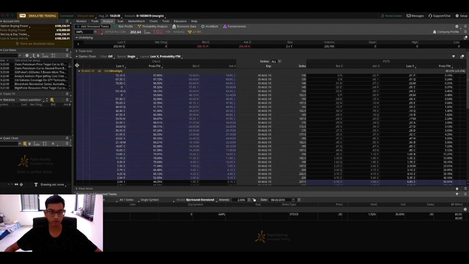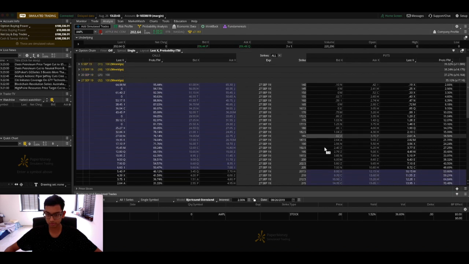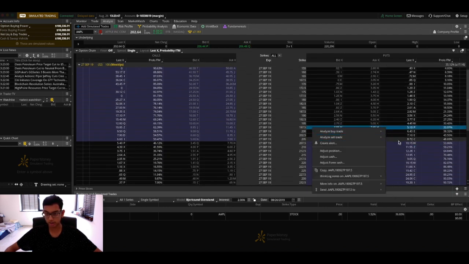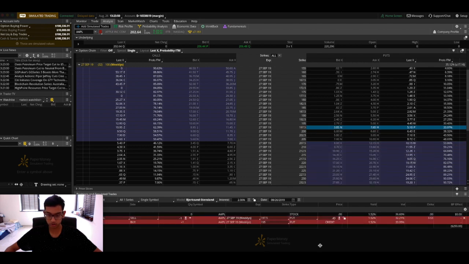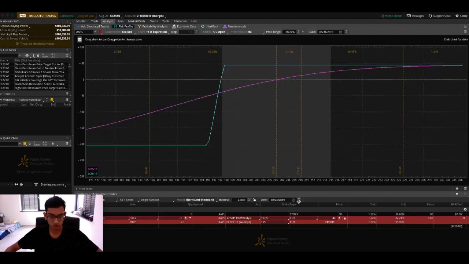So here, let me go back to 30 days. I will take this one. I'll do analyze, sell trade, and vertical. And as you can see here, it has got everything set up for me. And the expiration date is the 27th of September. So today's the 26th. Apple price is 206. If I open it today, that's nothing, no loss, no profit.